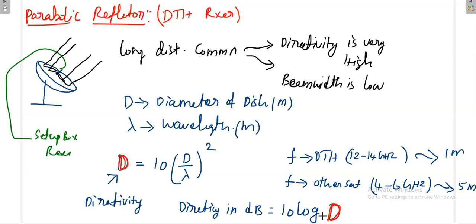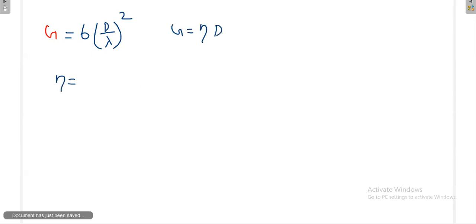So next one is, after directivity, what is the gain of the parabolic dish? Very simply, gain of the parabolic dish is equal to, instead of 10, you put 6 here: 6 (D by lambda) whole square. That means gain is equal to efficiency into directivity. Here in case of the parabolic reflector, the efficiency is 0.6 or 60%. That means out of all the area, around 60% of the area is effectively collecting the power. The remaining area is not collecting the power.